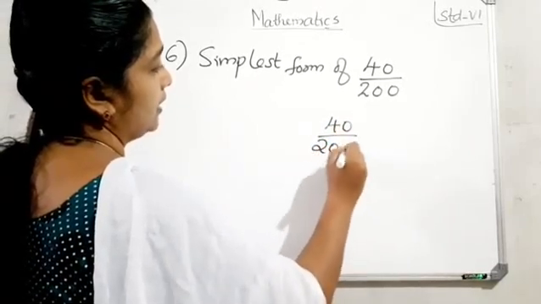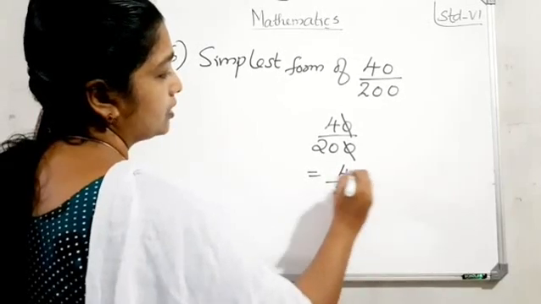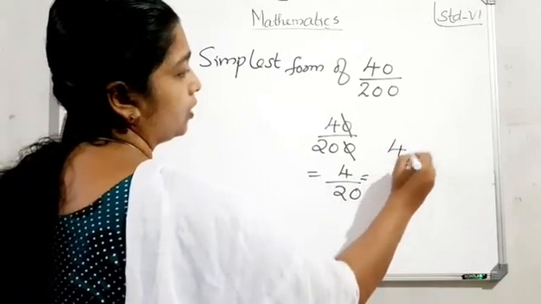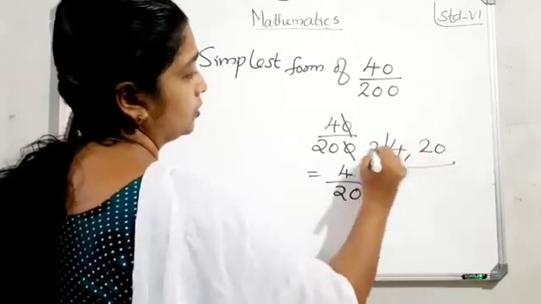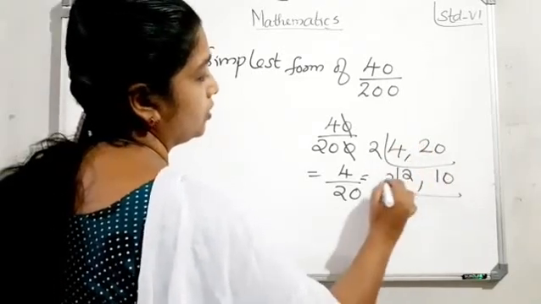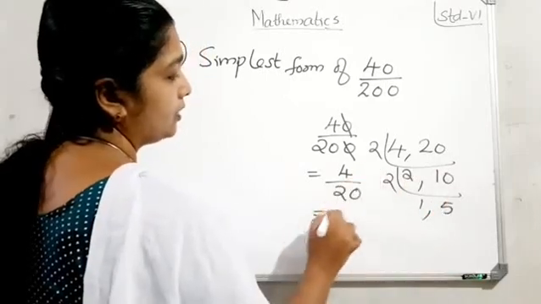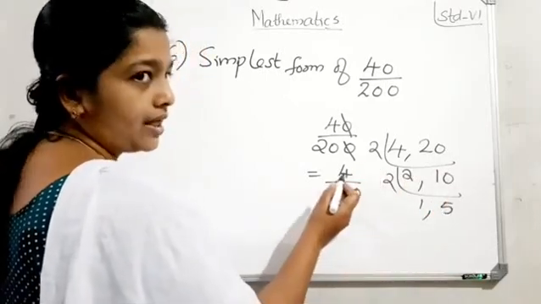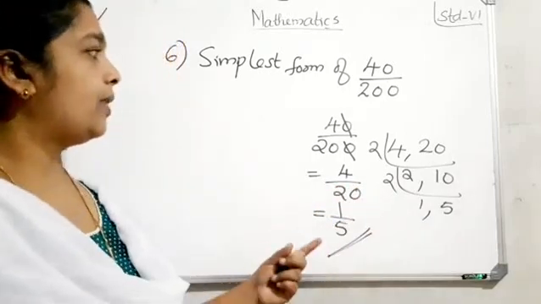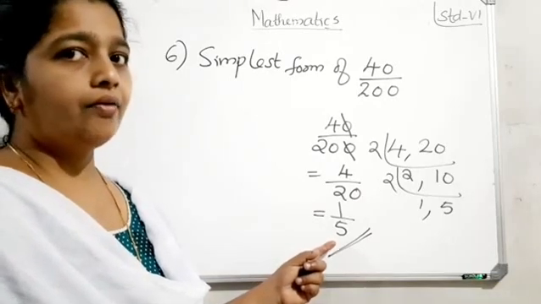40 by 200. We can cut 0, 0, then remaining is 4 by 20. Here 4 comma 20: 2 2s are 4, then 20 by 2 equals 10. Then again 2 1s, then 10 by 2 equals 5. Or by the cancellation method, in 20 how many 4s are there? 5. So the answer is 1 by 5. So the simplest form of 40 by 200 equals 1 by 5.